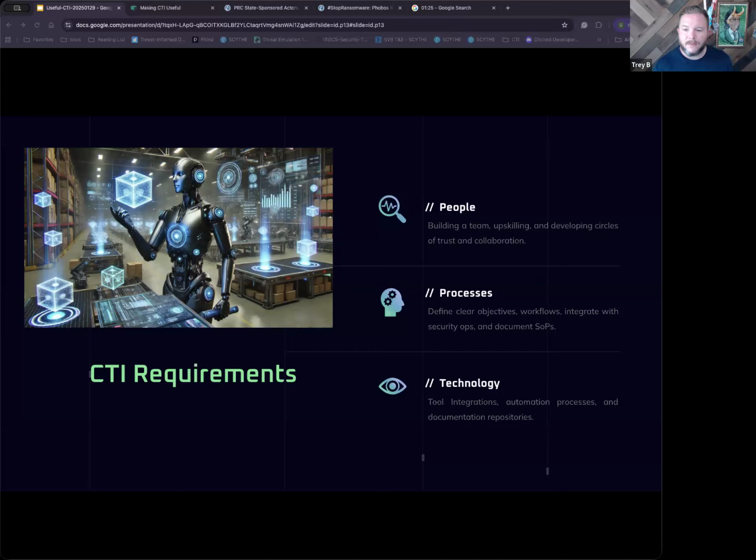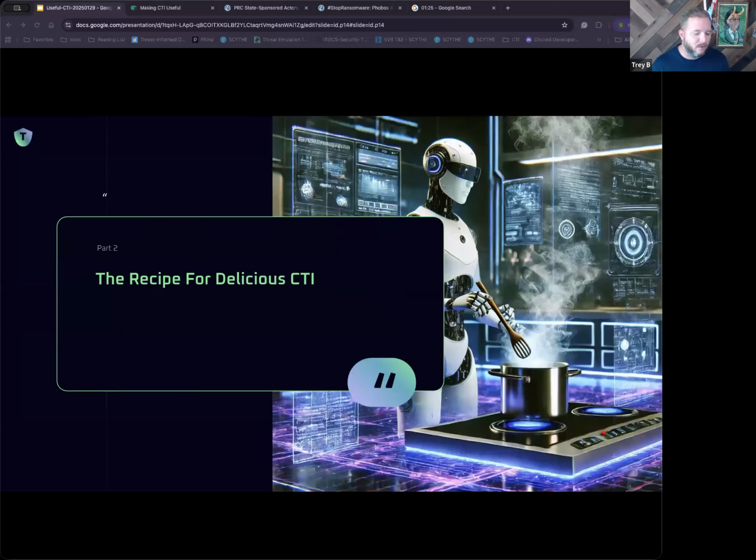Okay, moving on. So we talked through what CTI is, everything that goes into it, what that process looks like, and the requirements of starting up a process or a program when it comes to threat intelligence. Let's talk about what's that actual good recipe for CTI, or in this case, the recipe for delicious CTI, right?